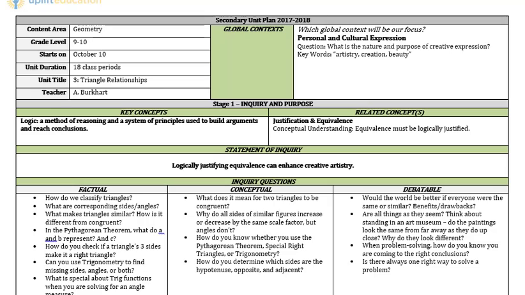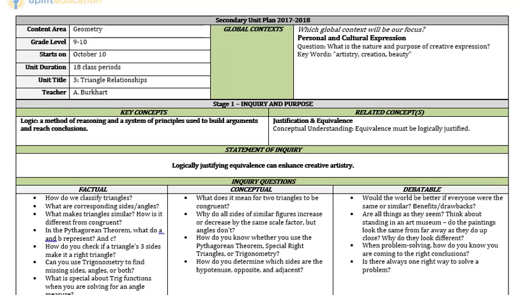All right, so starting to look at it, we have a global context of personal and cultural expression. The key words that I pulled from that are artistry, creation, and beauty. Because of the project that I have for Unit 3, it's an Art of Triangles project. So I thought the personal and cultural expression would work very well. The key concept is going to be logic.